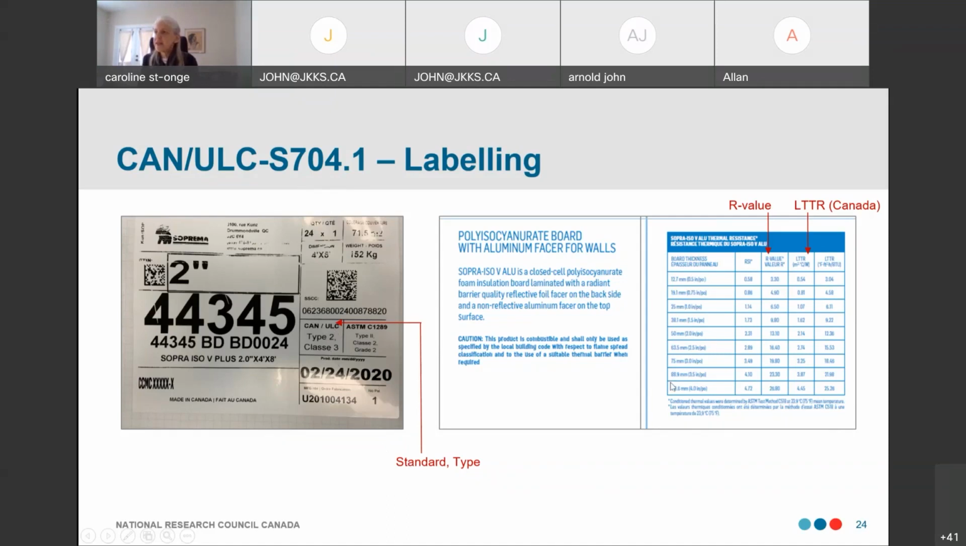On the right side, this is another case of a label, and they are showing R value and LTTR value. And this is what I want to highlight to you. Like I said earlier, for XPS, spray foam, medium density, and polyiso board, like this here, we need to use only the LTTR for design in Canada. So this labeling here may be misleading to the user. They may not know which one to use. But for product assessment in compliance with S704, it's the LTTR value that needs to be used.